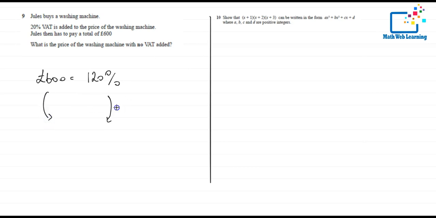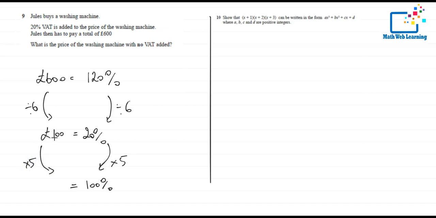In order to do that, we're going to do it in two steps. First, we're going to divide by 6. So 600 divided by 6 is £100. So it means that £100 represents 20%. And then from here, we need to multiply by 5 to get 100%, which would represent the original amount. We do the same thing here. We multiply by 5, £500.